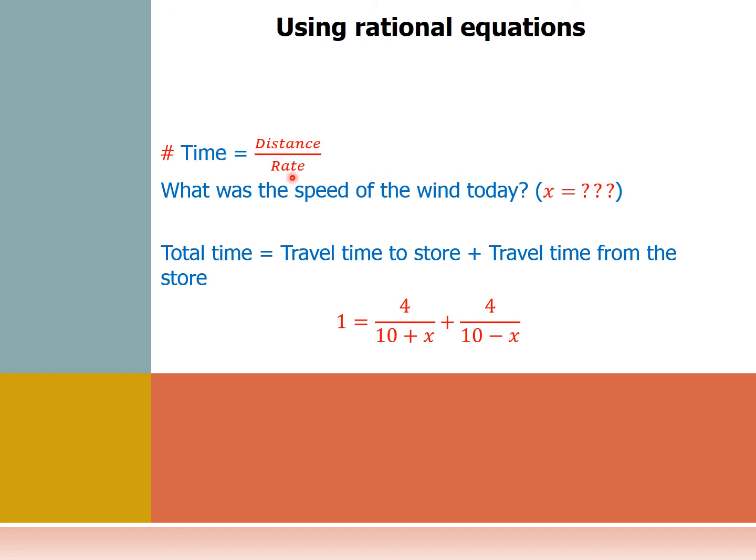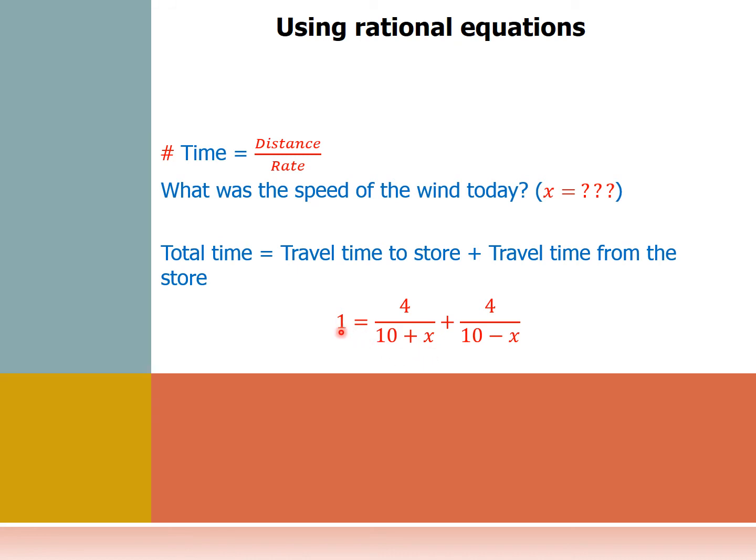You know that the time is distance over rate. So we have the distance for the travel time to the store, 4, and 4 when you come back from the store. And here is the rate, 10 plus x or 10 minus x, and we can change the position of them, because we have the same numerator, 4 over 10 plus x and 4 over 10 minus x, so we have no problem when we change the position of them. Any place you can put them. So this is the rational equation. We have to find the value of x, which represents the speed of the wind.